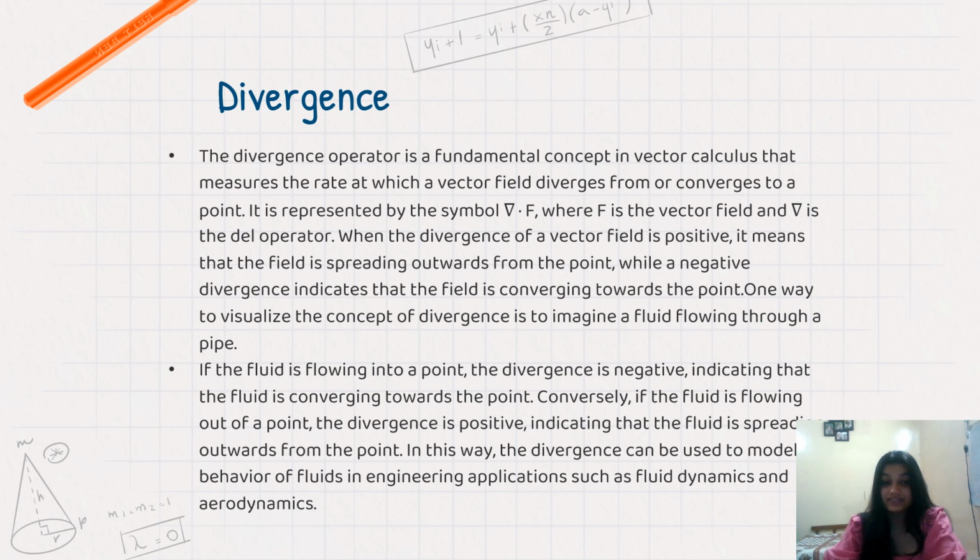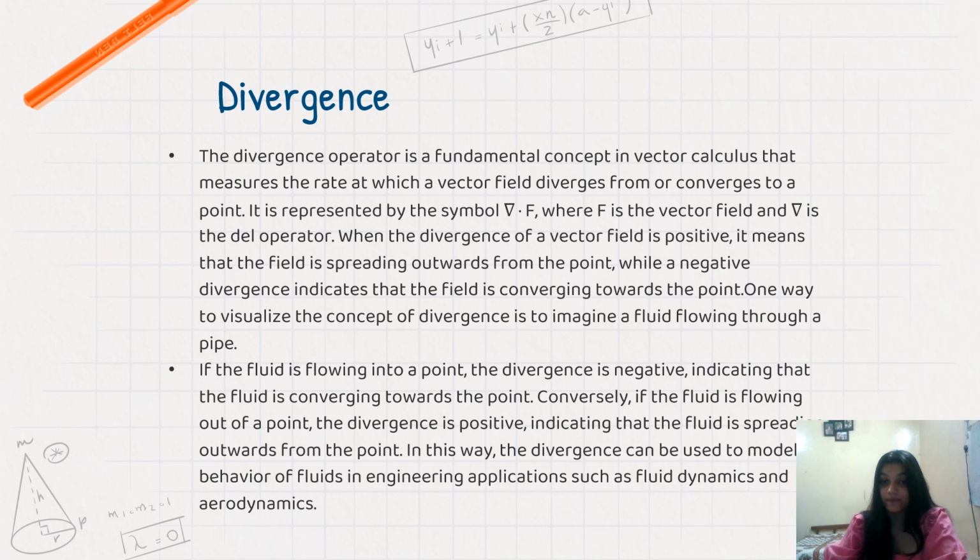One way to visualize the concept of divergence is to imagine a fluid flowing through a pipe. If the fluid is flowing into a point, the divergence is negative, indicating that the fluid is converging towards the point. Conversely, if the fluid is flowing out of the point, the divergence is positive, indicating that the fluid is spreading outward from the point. In this way, the divergence can be used to model the behavior of fluids in engineering applications such as fluid dynamics and aerodynamics, very important fields in engineering.